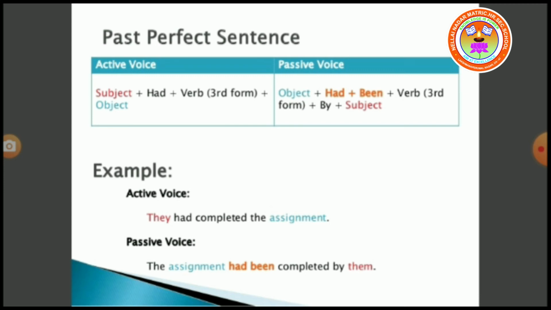Here we have only one auxiliary verb, that is had. So we can use the word had for all the numbers of the subject, singular as well as plural. We use only one word.